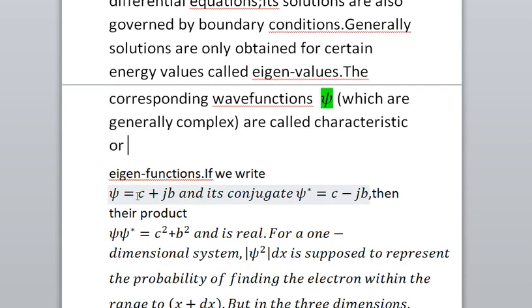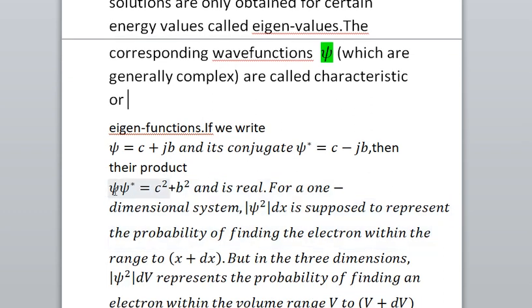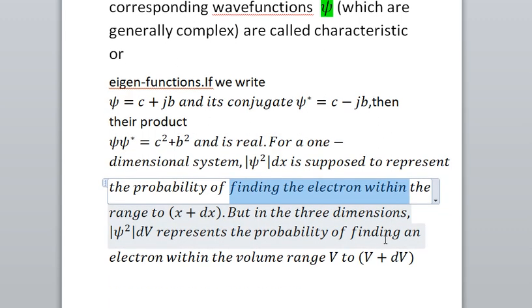If we write psi equals c plus jb and its conjugate is psi star equals c minus jb, then their product psi into psi star equals c square plus b square, and it is real. For a one-dimensional system, psi square dx is supposed to represent the probability of finding the electron within the range x to x plus dx. But in three dimensions, psi square dv represents the probability of finding an electron in the volume range v to v plus dv.